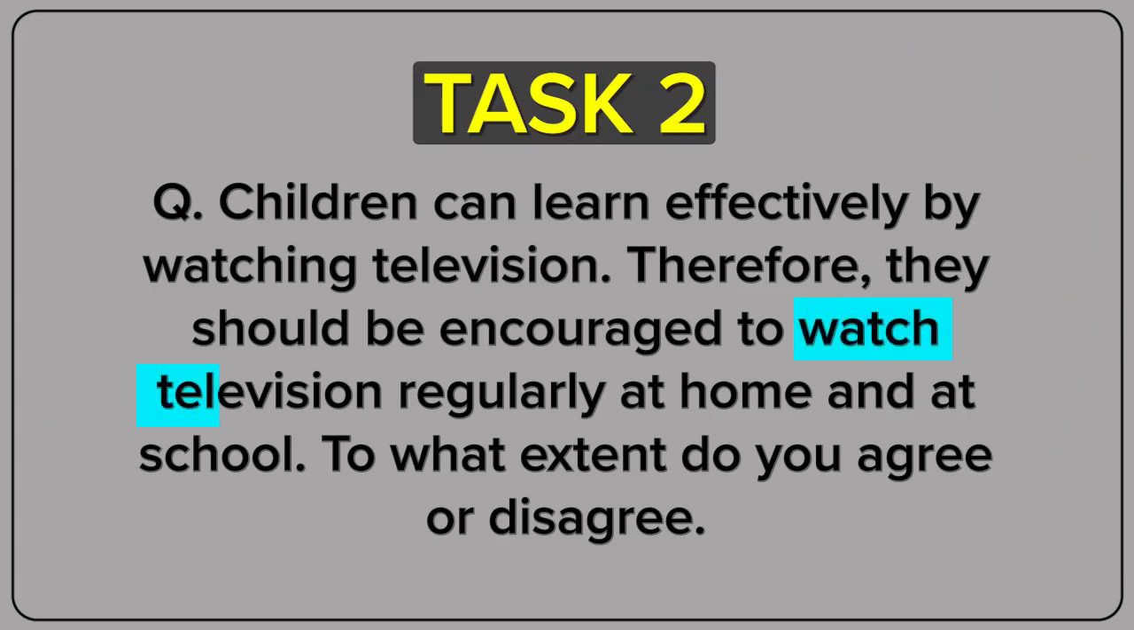Now, read the question once again. Children can learn effectively by watching television. So, see the words learn effectively by watching television. The focus is on learning by watching television. And if you read the second line, there are these words: watching television both at home and at school. So, we have to discuss the benefits of watching television for children with regards to learning at home and at school. So, if you include details which are not entirely focused on the topic, that would lead to a lower band score response.